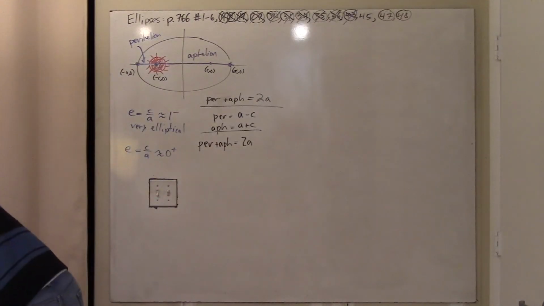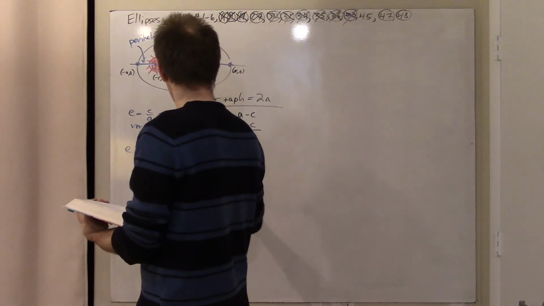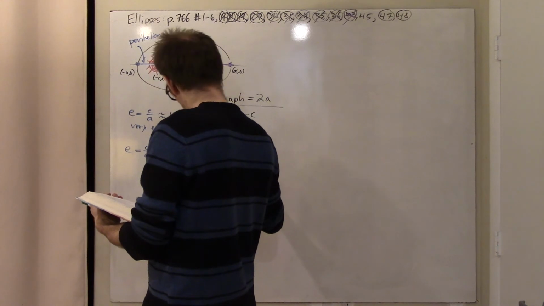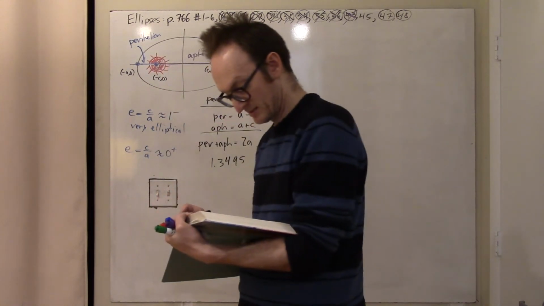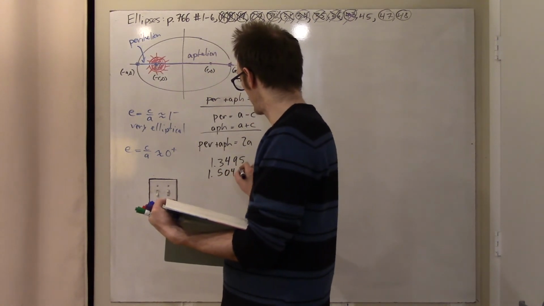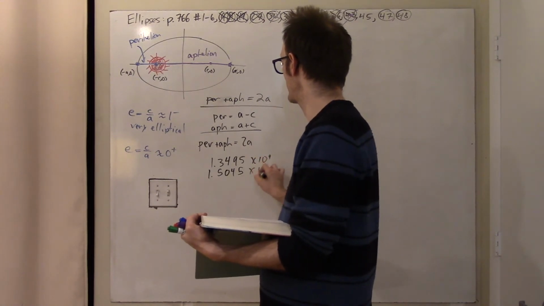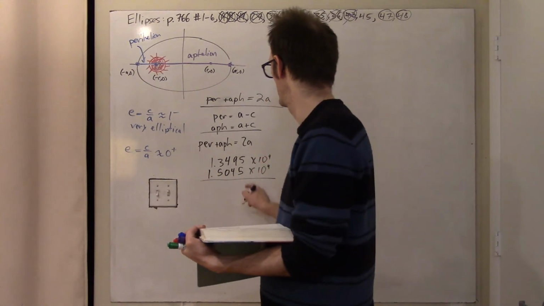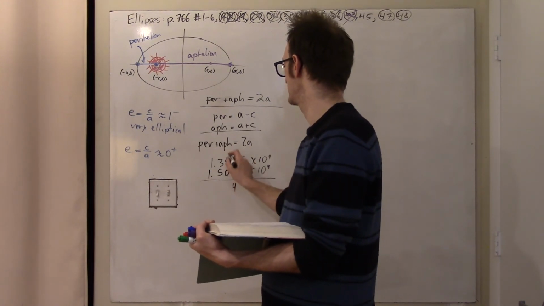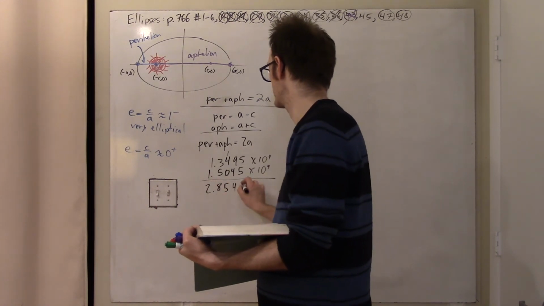Okay, so in this problem they give me these terrible numbers, and I'm supposed to do something with them. 1.3495 and 1.5045, just disgusting, times 10 to the 9th kilometers. Alright, if you're still watching this video, I guess I'm just going to do this. What do I get? 0, carry the 1, so that's 2.854. That wasn't too bad.